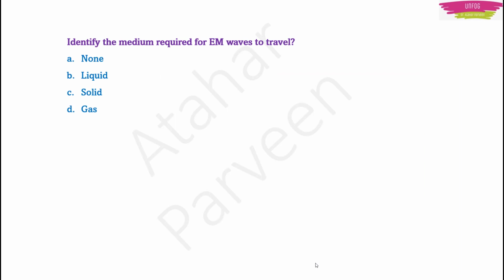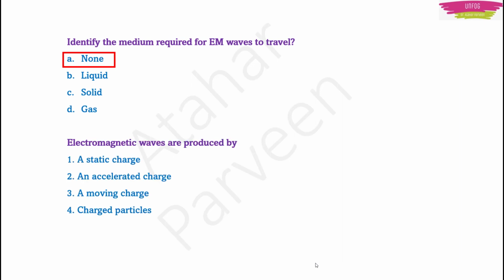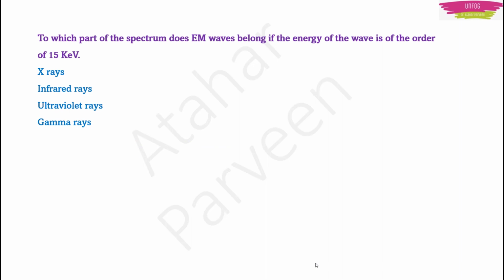Now let me talk about all the expected questions. I have gathered many expected questions and believe me, any question will come from these questions only. The first question is, identify the medium required for electromagnetic waves to travel. I am sure you all know the answer. Yes, it will be none, because they can travel through vacuum also. Next question is, electromagnetic waves are produced by, of course, accelerating charges.